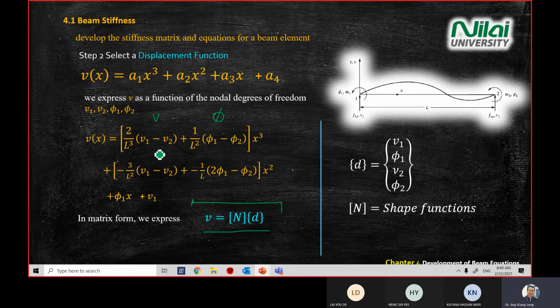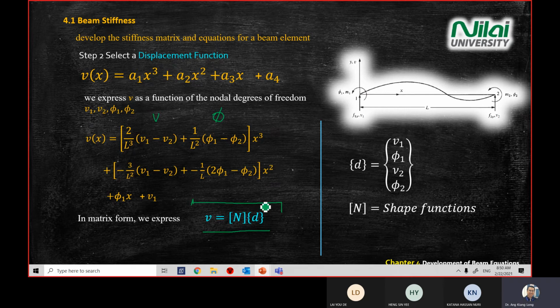When you write the polynomial equation in terms of vertical displacement V and rotation phi, we want to write it in the matrix form V equal to N times D. In this case, you have two types of displacement: vertical or transverse displacement at points 1 and 2, plus the rotation at points 1 and 2. And N we call the shape function. Shape function is important when you study vibration, and when you study beam, shape function is also important.